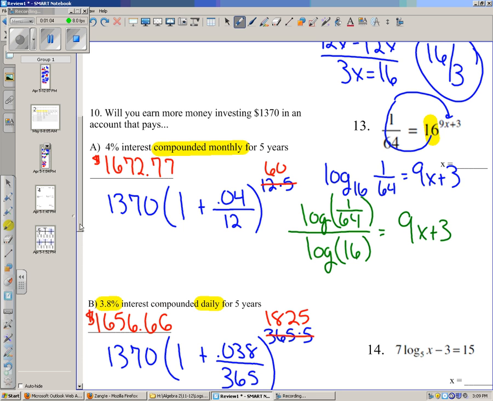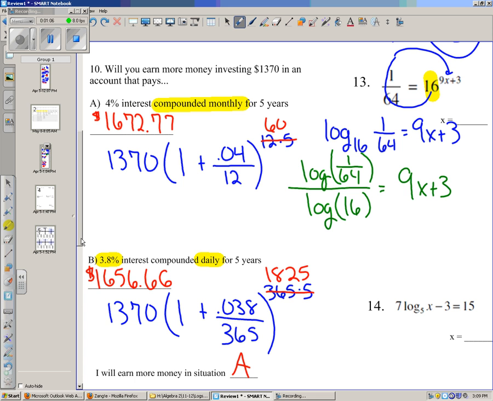So as it turns out, that in my calculator is negative 1.5, which is 9x plus 3. To get x by itself, I'm going to subtract 3, which gives me negative 4.5. And then to get x by itself, I divide by 9, and when I'm done, my answer is negative 0.5.